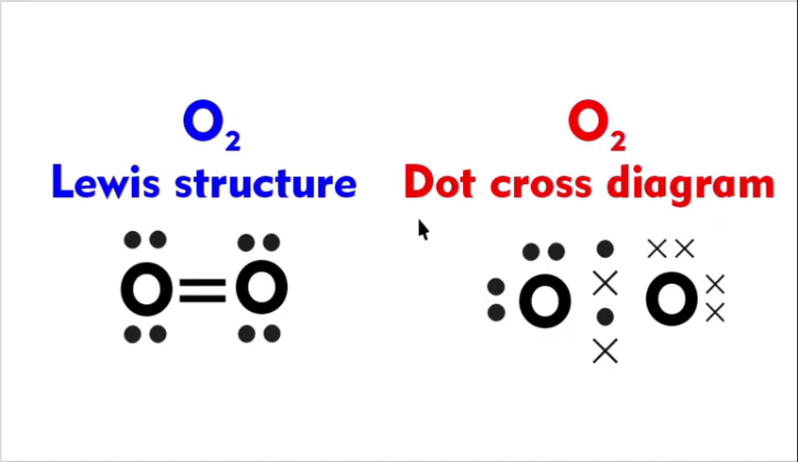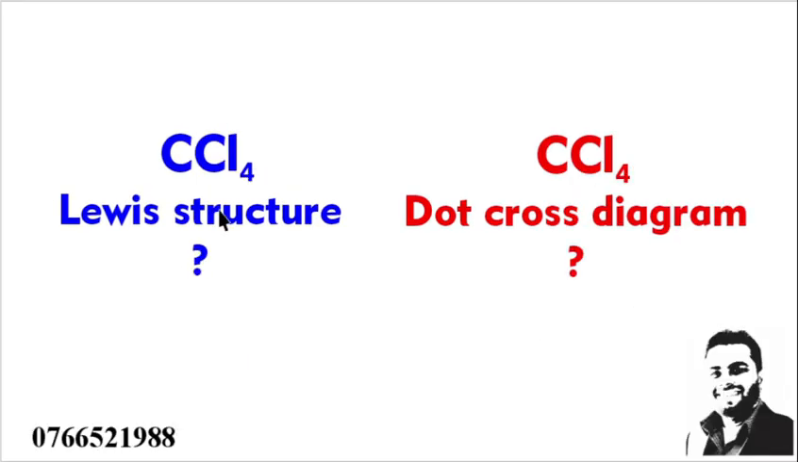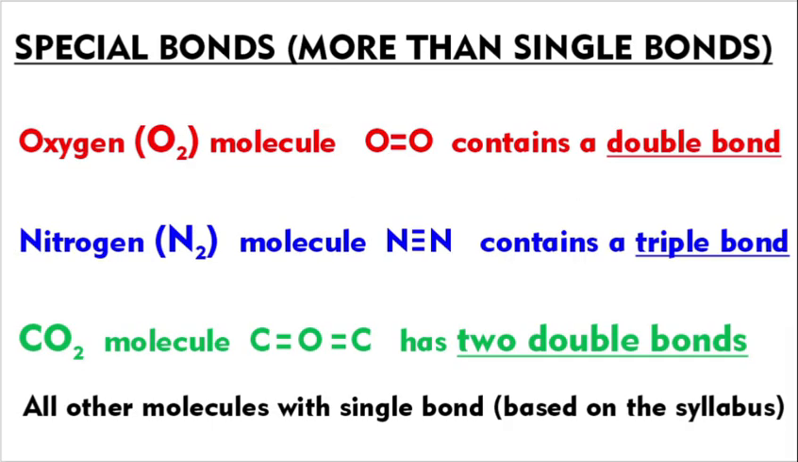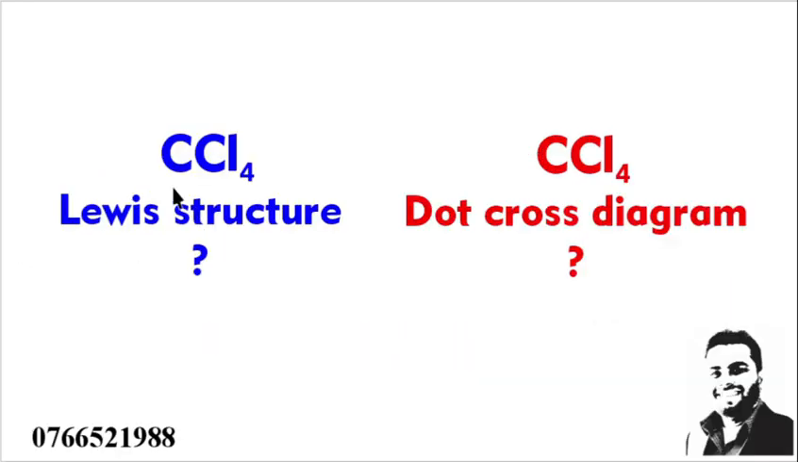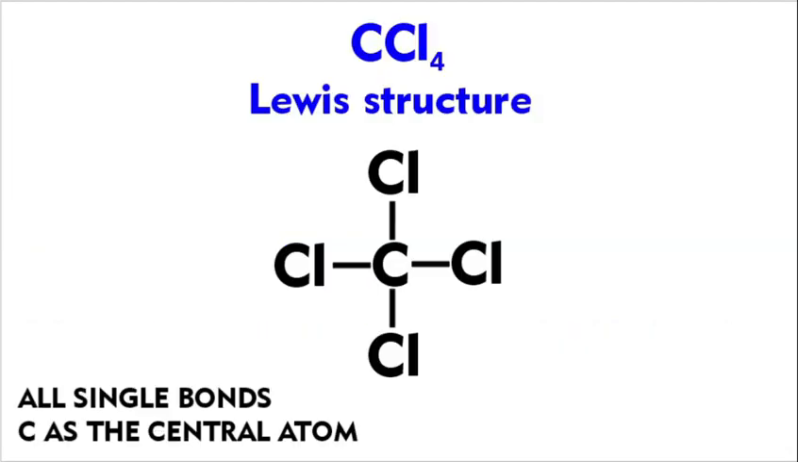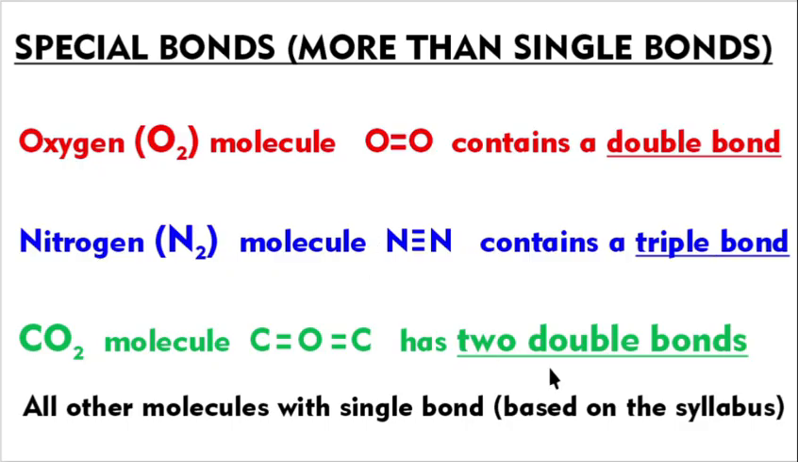You can practice this. Let's look at CCl4 quickly. I'm going to rush now. We see this Lewis structure and dot cross diagram. So what is the procedure? Select the middle atom. The middle atom should be carbon here, and then you make the bonds, with 4 chlorines attached to it. First, you must check whether they have double or triple bonds. O2, N2, not CO2. So all single bonds here.